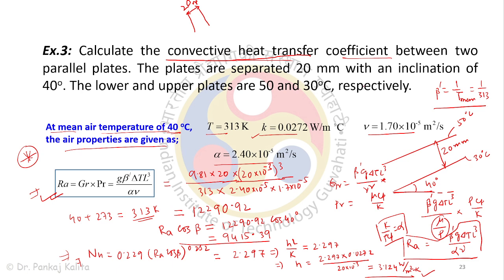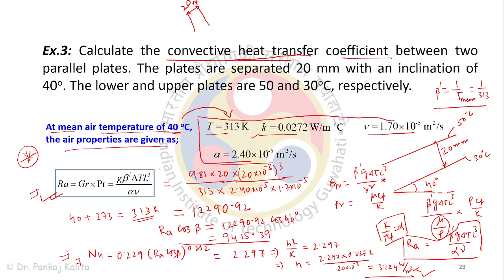Note that all the parameters are always calculated at the mean temperature of these two plates, right? So if we calculate the mean temperature, it will be (50 plus 30) by 2, which is 80 by 2, which comes to 40 degrees. So the mean air temperature is 40 degrees Celsius, right? So in Kelvin it will be 313 Kelvin. So you have to take these values always at the mean temperature.